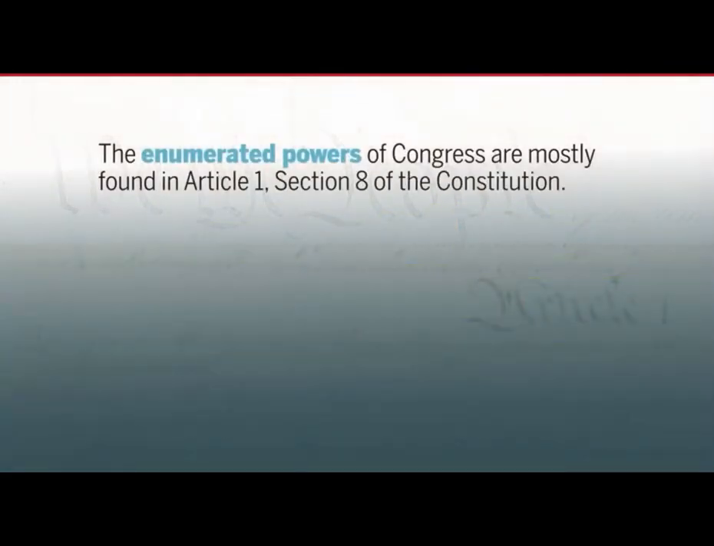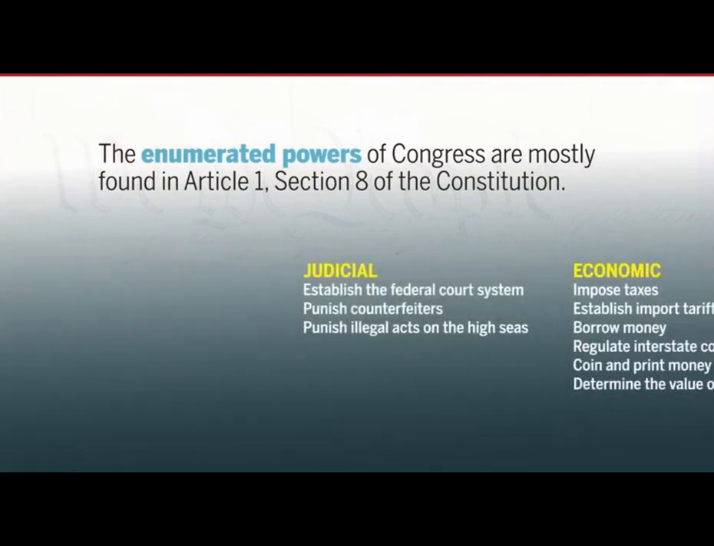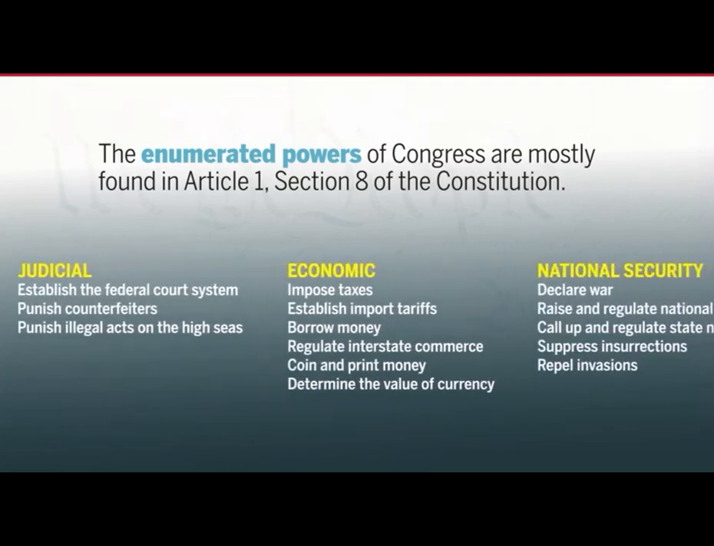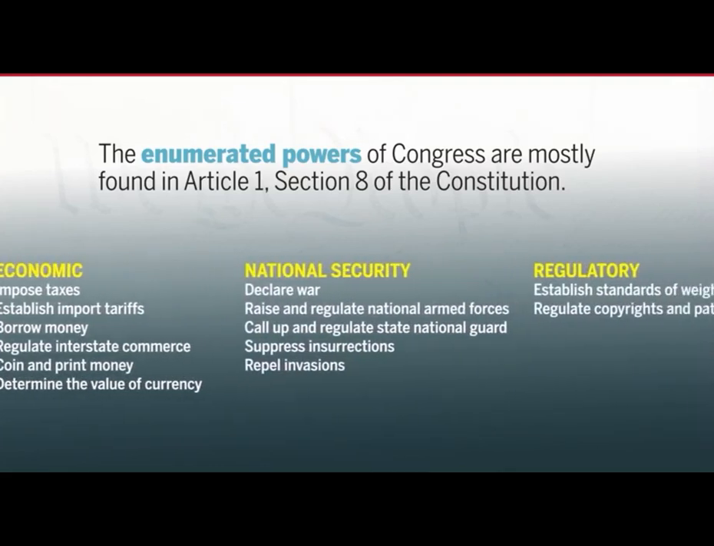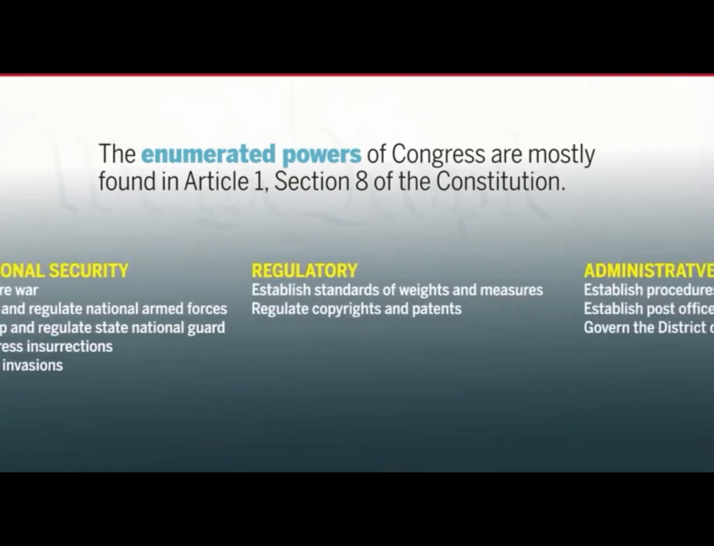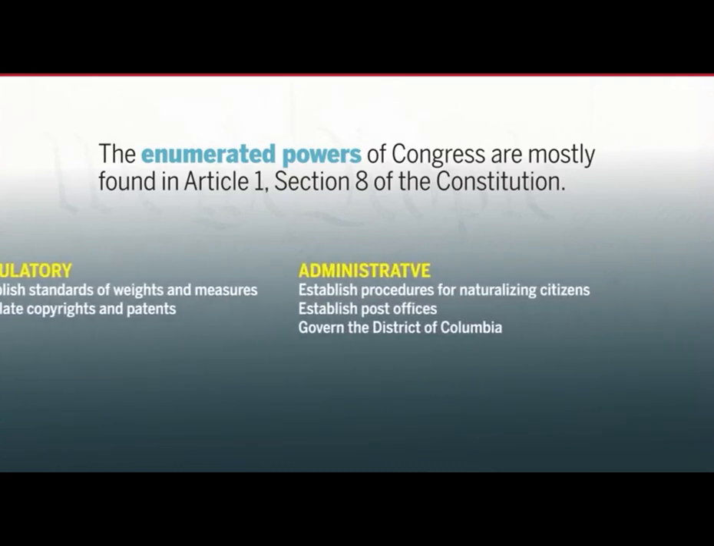The enumerated powers of Congress are mostly found in Article 1, Section 8 of the Constitution. Article 1 lists the judicial, economic, national security, regulatory, and administrative powers of Congress.